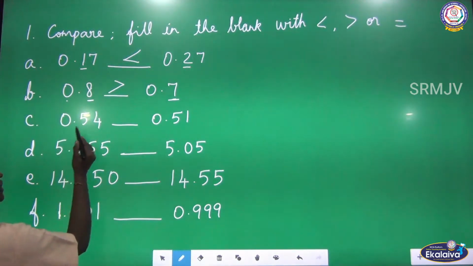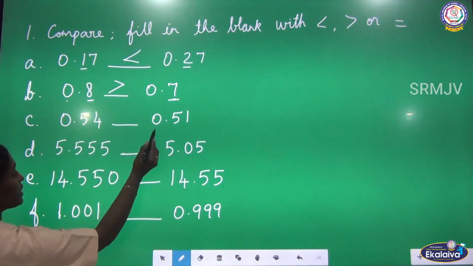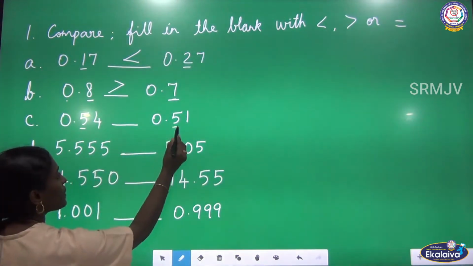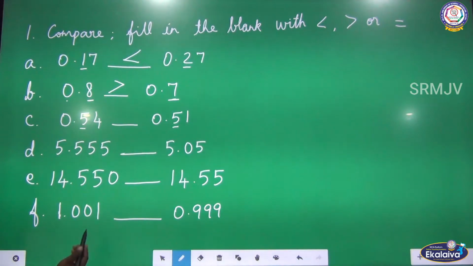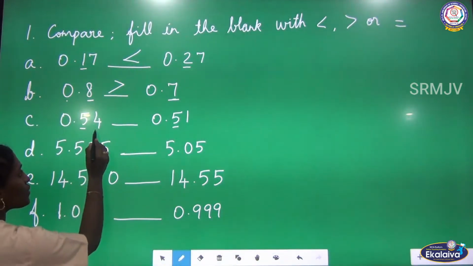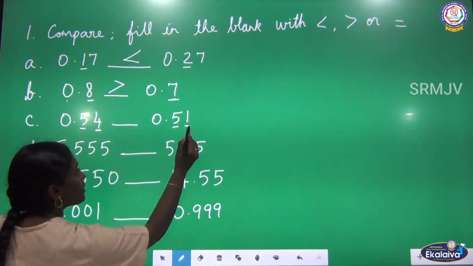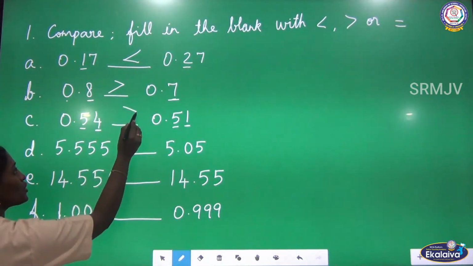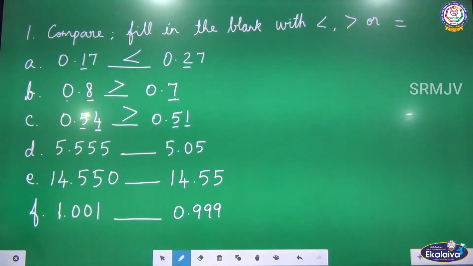The next one, in the given two decimal numbers, the whole number part is 0. So we have to check the first decimal place. In the first decimal place 5, 5, same number. So we have to check the second decimal place. Here 4, 1. Here 4 is greater, so 0.54 is the greater decimal.